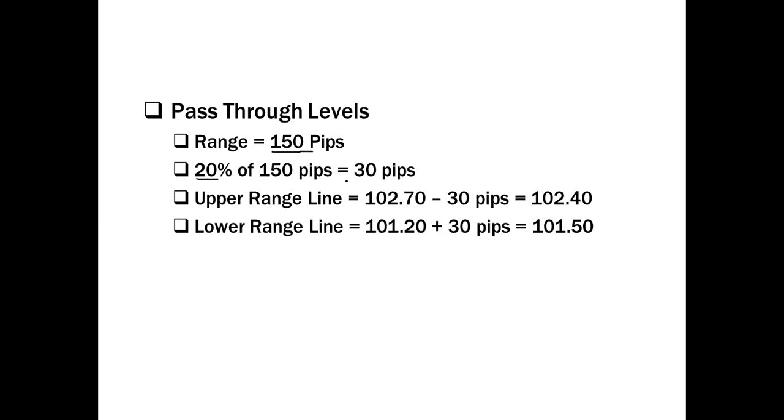You would take 20% of that, which would be 30 pips, and all you would do is, for your upper range line, from that peak resistance level you draw, subtract 30 pips, and that would give you what we call your upper range line. The lower range line you would add 30 pips to, and that would give you your lower range line.